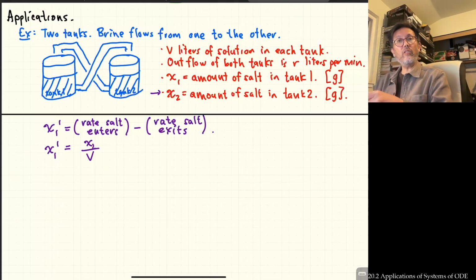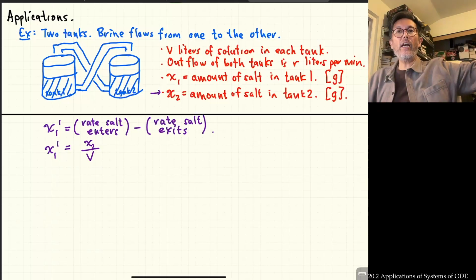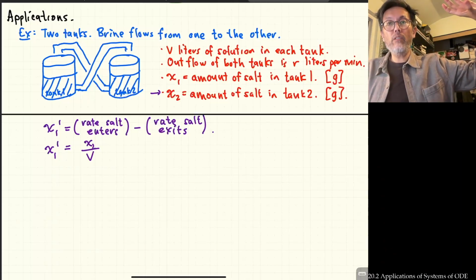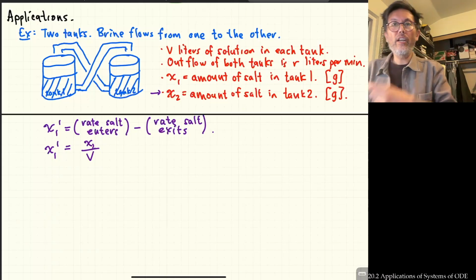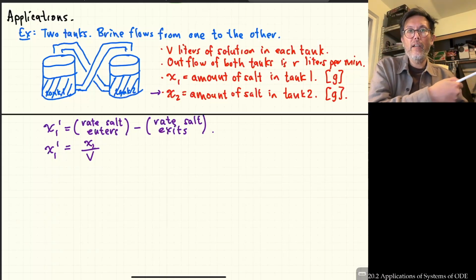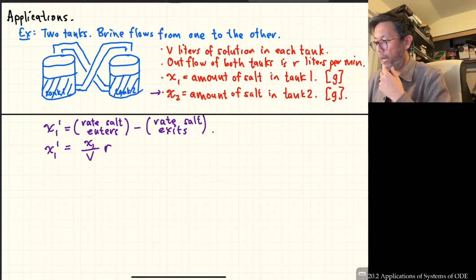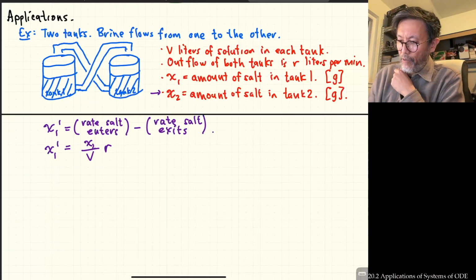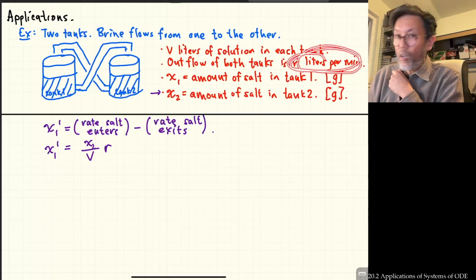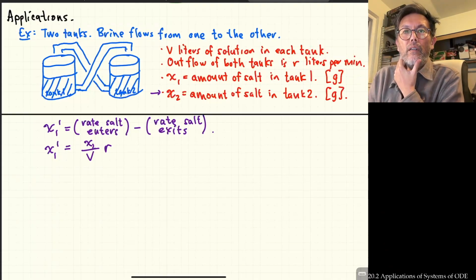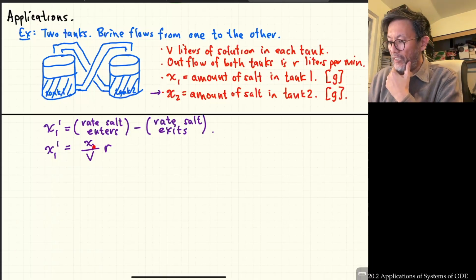Now, that's just the concentration. We also need to know the rate at which this solution, which has this concentration, is flowing into tank 1. And that rate is R liters per minute. You can see that here. So we're going to take x2 over V times R.